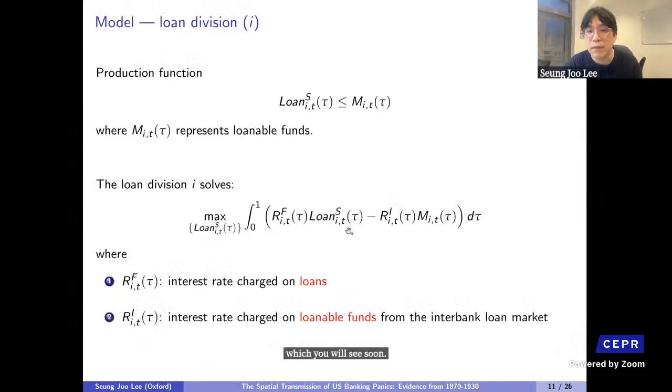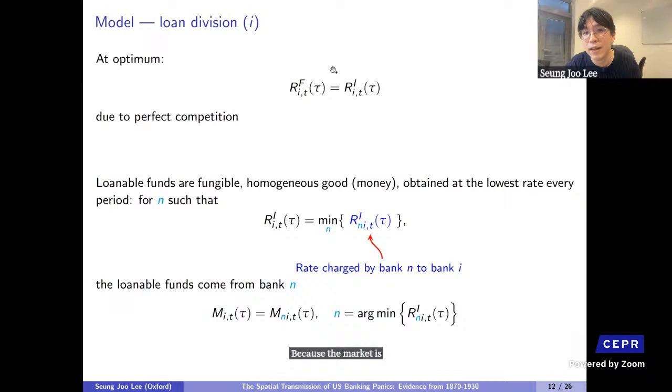Okay, so given quarter t, we have different time points tau. You make loans at rate R_FIT. This is the rate that firms face in state I, and this is the rate you face in the interbank market, and this is the money you borrow from the interbank market. Because the market is competitive, these two rates should be equal to each other, because there is no imperfect competition issue.